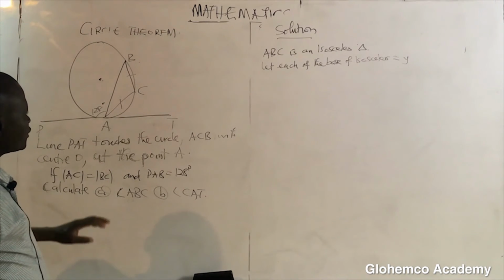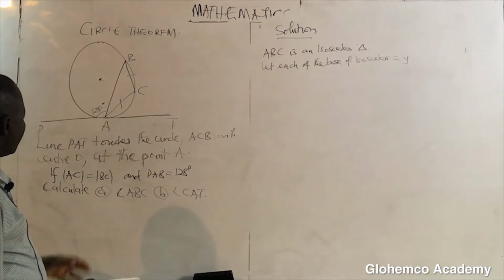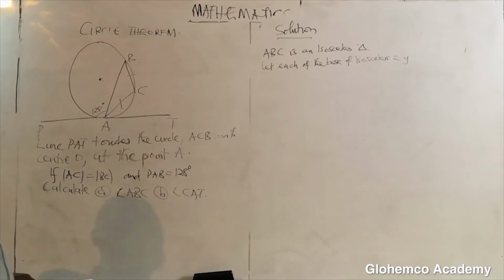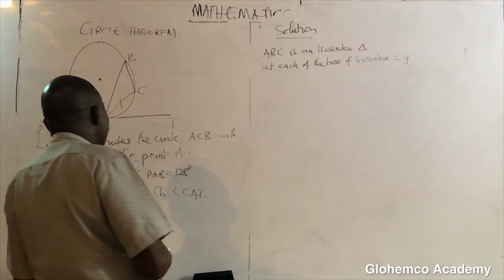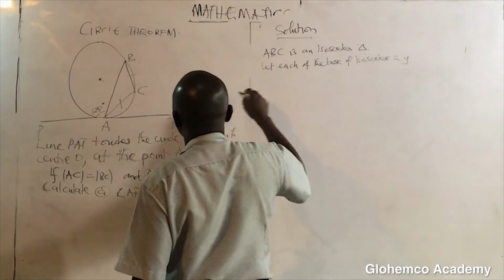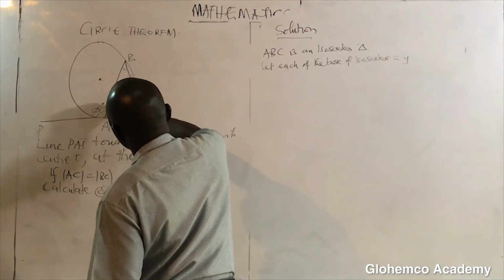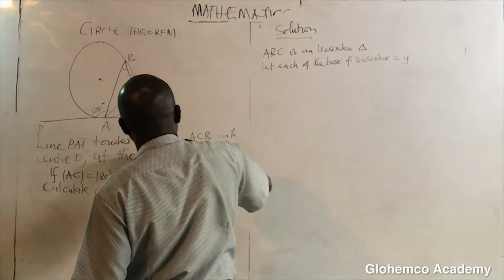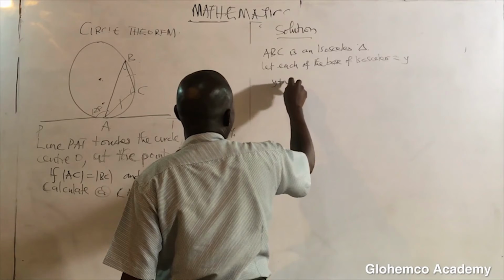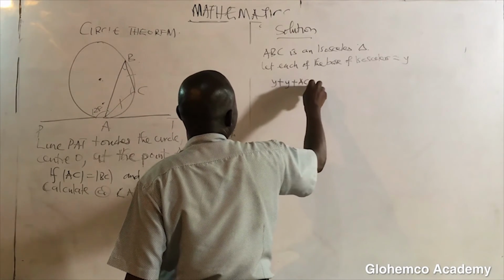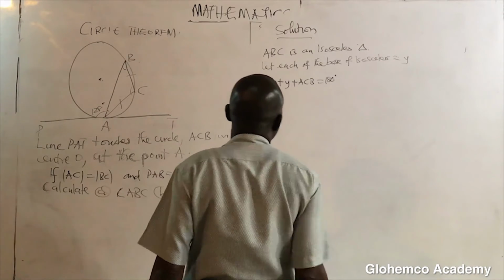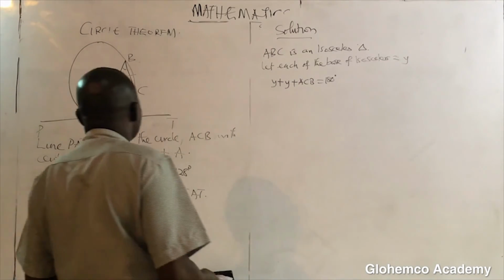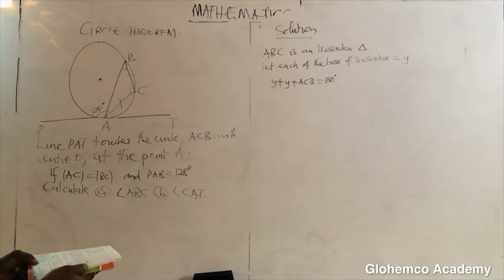Now, what is the next thing? We have to find ABC. How can we get our ABC now? You notice that since ABC is a triangle, if this one is y, the base angle here will also be y. Then ACB is the other one. So we'll say y plus y plus ACB equals 180. Then what is our ACB?